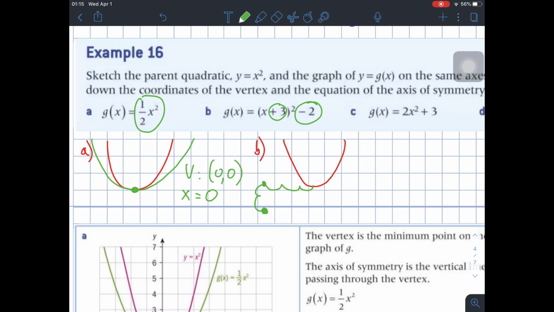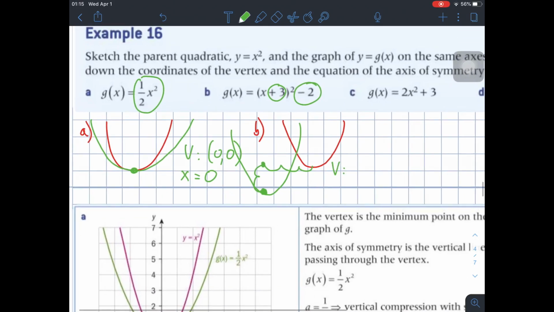So our new vertex would be here, right? The shape of the parabola is the same because we only had a translation. It'll have the same shape, but the vertex would be translated 3 units to the left and 2 units down. So our new vertex will have coordinates negative 3, 3 to the left, comma, negative 2, 2 down. And the axis of symmetry would always be the x coordinate, x equals negative 3.